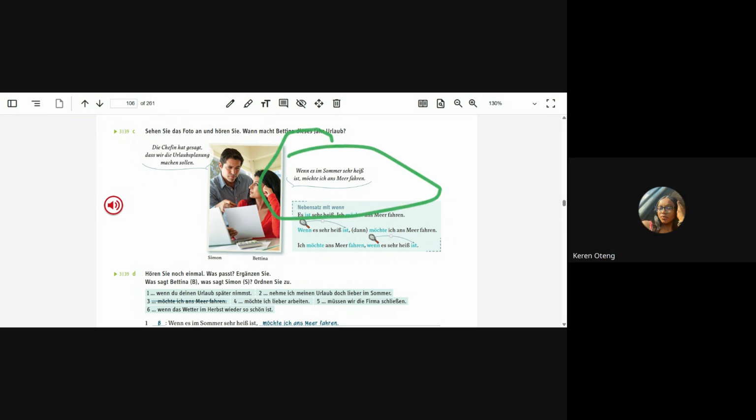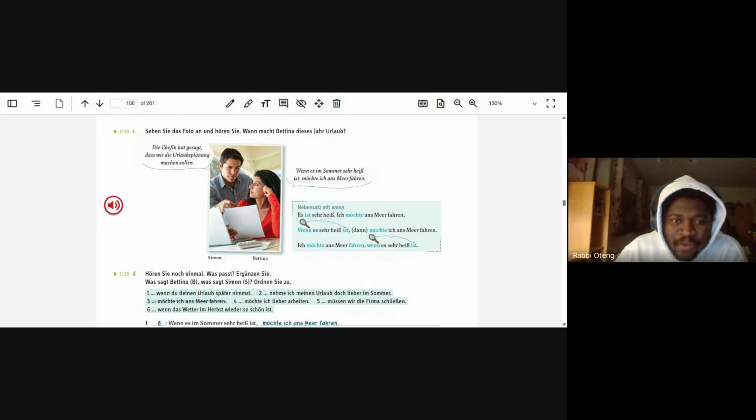Wenn es im Sommer sehr heiß ist, möchte ich ans Meer fahren. Okay, so Bettina says, wenn es im Sommer sehr heiß ist, möchte ich ans Meer fahren. If it is hot in the summer, I would like to travel to the sea.